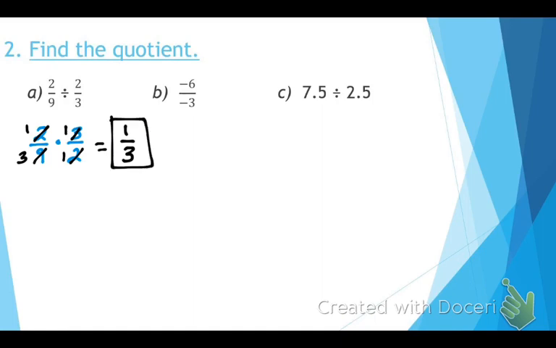Next one, Addie, I have 2 negative numbers. So is my answer going to be positive or negative? It has to be positive. And what's 6 divided by 3? 2 is correct.